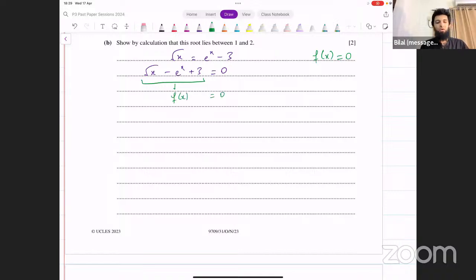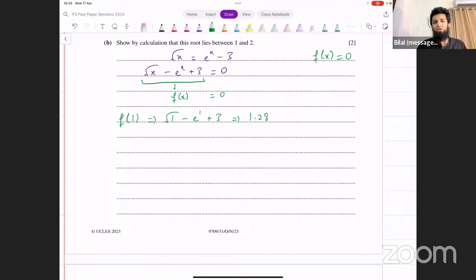Now all you have to do is put x equal to 1 here and x equal to 2 here. If they have different signs, that means there's a root between these two values. So that's what you do. You put x equal to 1 and see what f of 1 turns out to be. That's square root of 1 minus e raised to power 1 plus 3. Under root 1 minus e plus 3, that is 1.28.